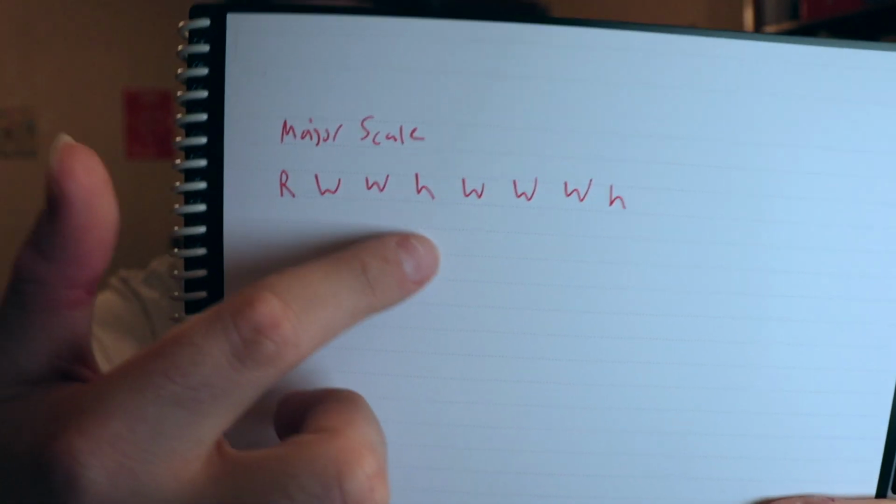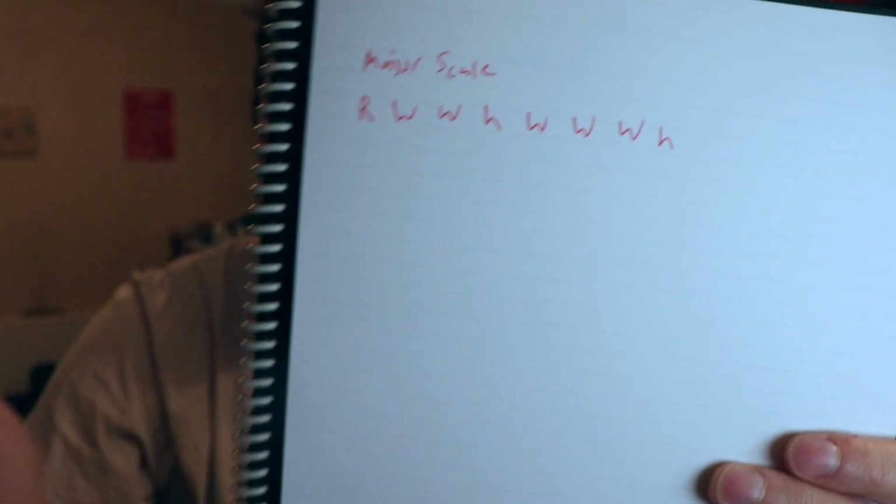So if we start on a note like say A, if we follow that formula, the last note that we will hear is also A. It will be separated by an octave, and that is our major scale formula. Root, whole, whole, half, whole, whole, whole, half.